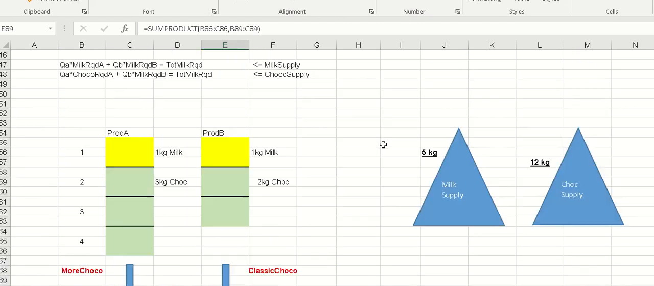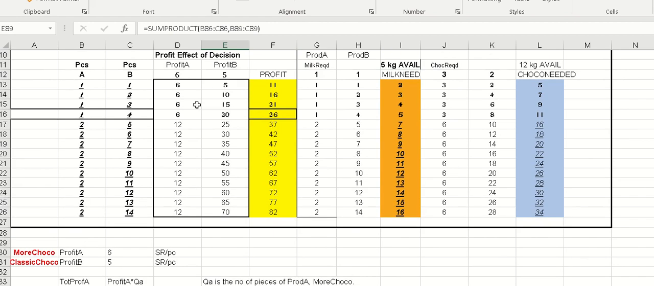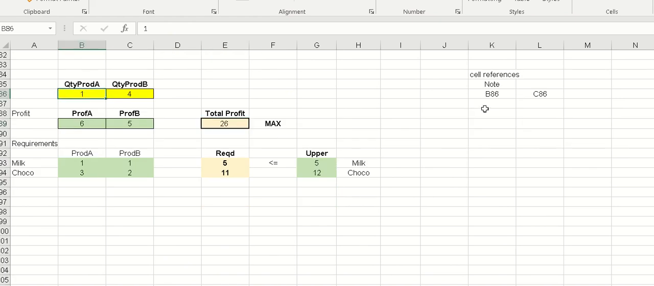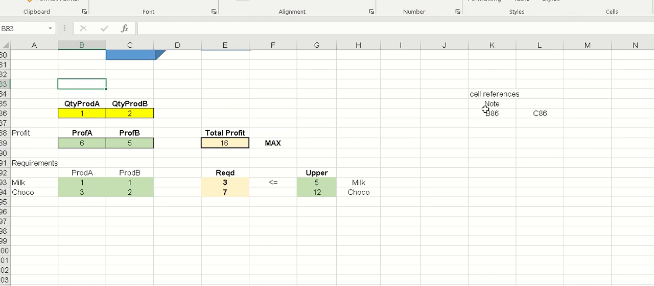One more testing. Suppose we say it is 1 and 2. Do we have 16? 1 and 2. There you are. So right now we have laid out our LP, our linear programming model. This is called a model. This is now called a model to solve the problem.